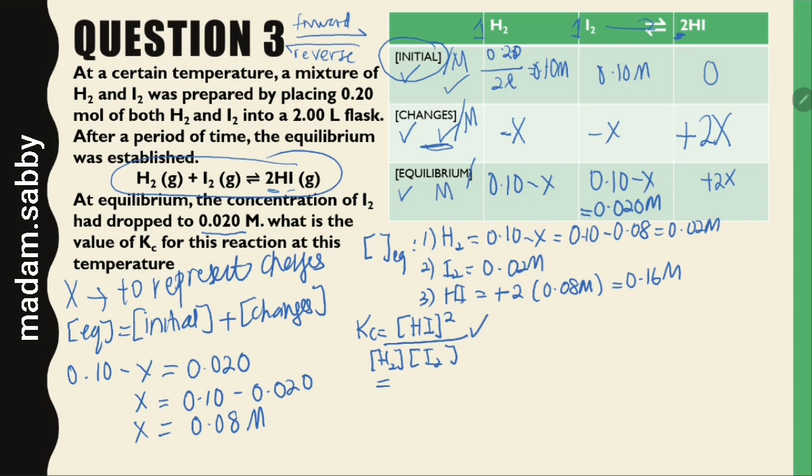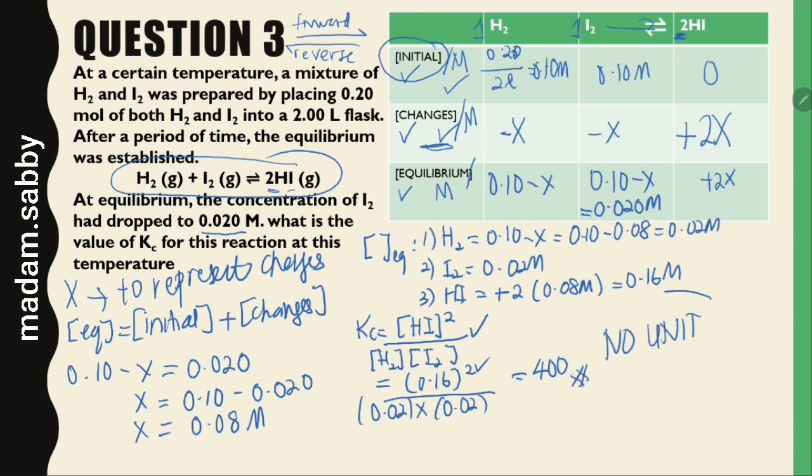So for hydrogen iodide it is 0.16 to the power of 2. Where did you get this 2? The 2 comes from the stoichiometric coefficient in front of the HI, which is 2. For hydrogen it's 0.02, times the iodine as well, 0.02. So your answer for your Kc is 400. And strictly no unit. It actually has a unit, but for your current syllabus, you just need to ignore the unit of your Kc and Kp.